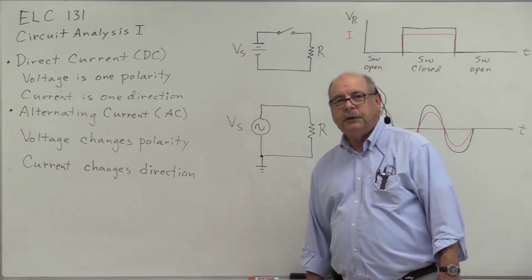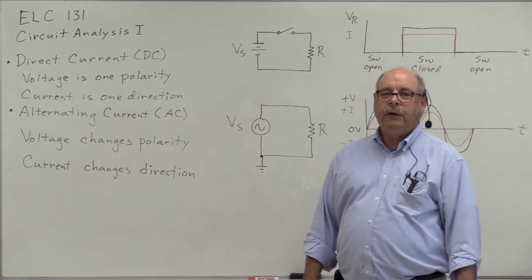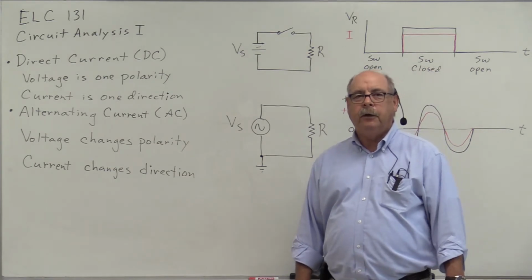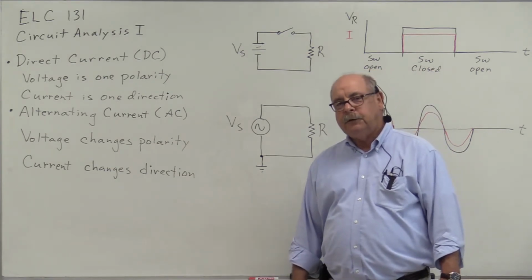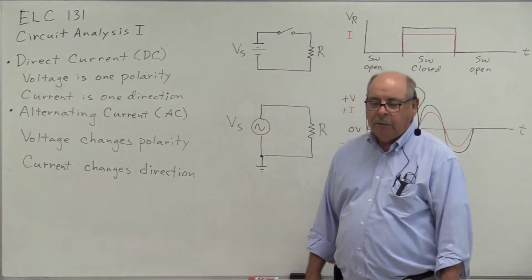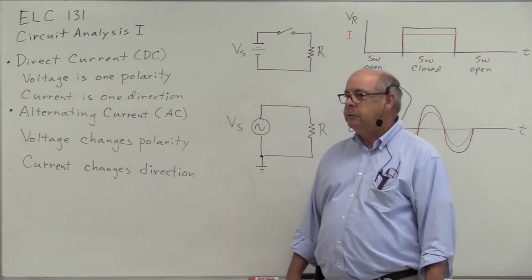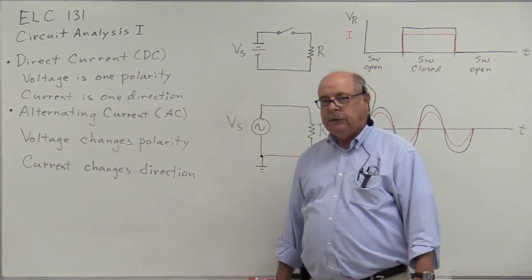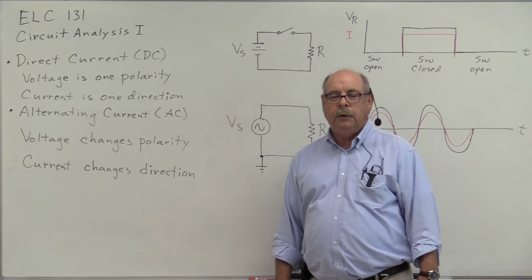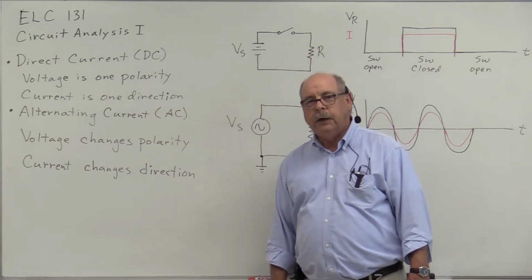So this is ELC 131, Circuit Analysis 1, and this video is on alternating current. Now, up to this point in this class, we've dealt only with circuits that are considered to be direct current circuits. Circuits where the voltage is always one polarity and the current always flows in one direction.